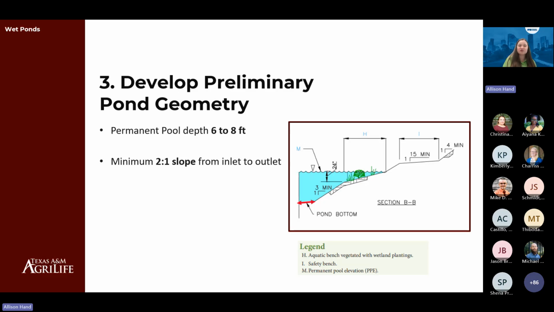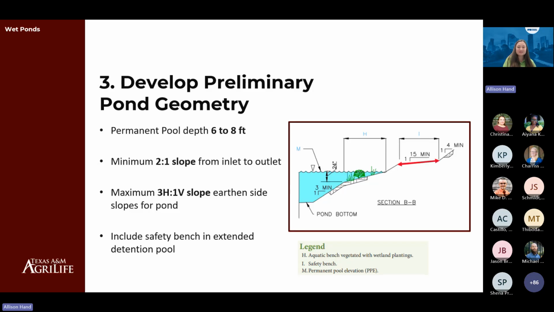Quickly, other design decisions. The minimum slope should be 2 to 1 from inlet to outlet. This helps to maximize pollutant removal and avoid shortcutting the water treatment functions. If the water's getting out too quickly, then it's not being treated. Good practice for earthen side slopes is to be no steeper than 3 to 1. And with the extended detention pool, the pond should include a safety bench. The design set suggests a 15 to 1 slope, but your local drainage regulations might recommend something different.